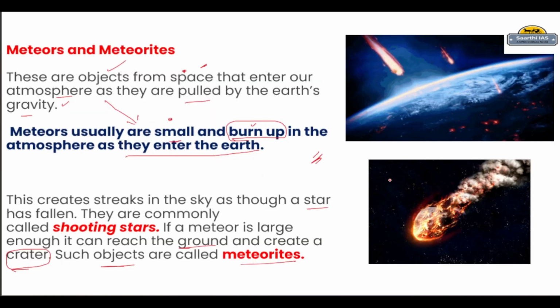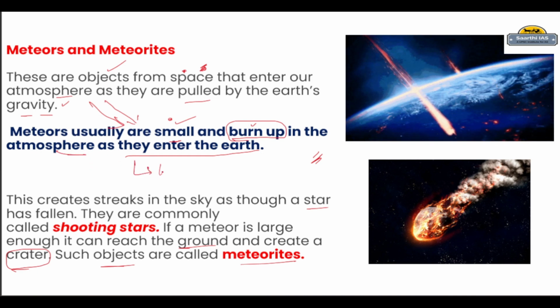Moving on to the next: what is a meteor and what is a meteoroid? These are objects coming from space and entering our Earth's atmosphere, and they are pulled towards the Earth's surface by the force of gravity. These meteors are usually small and burn up in the atmosphere. The point I am focusing on is that they are small and they burn up when they enter the Earth's atmosphere.